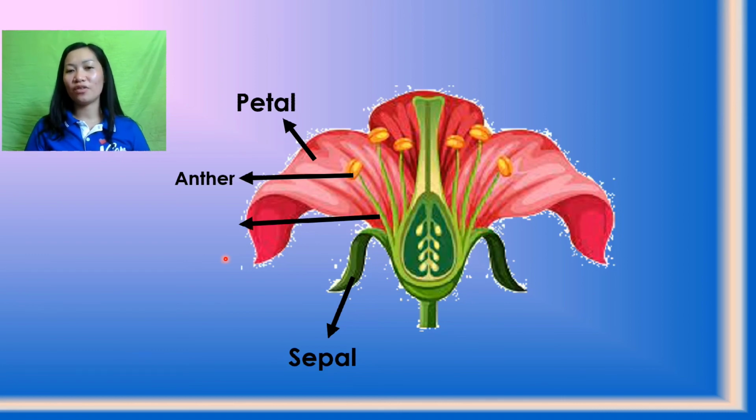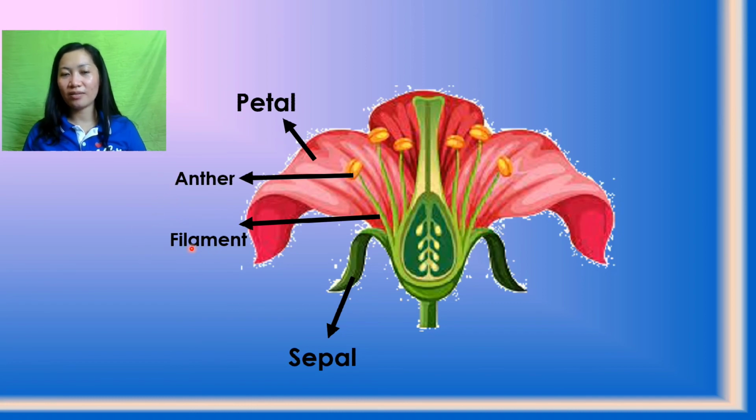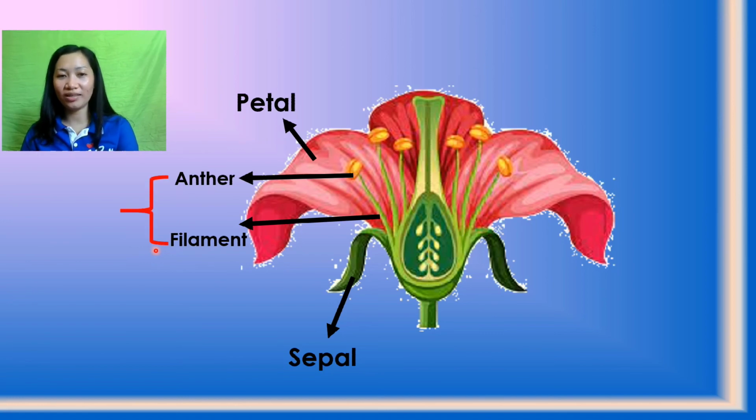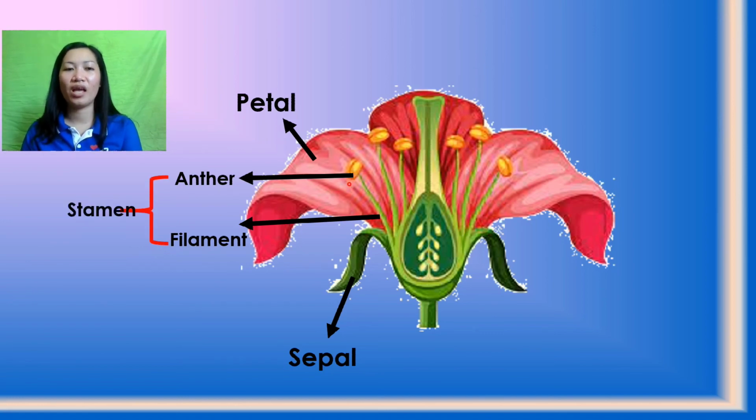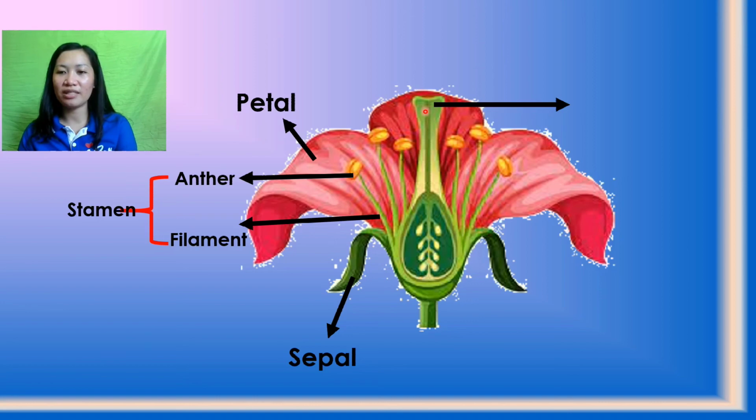And we have also the filament. It is attached to the base of a flower. So what do you call these two parts? It's the male reproductive parts of the flowering plant. What do you call that one? Yes, it's the stamen. And we have also the sticky part of a flower. What is this? Yes, stigma.